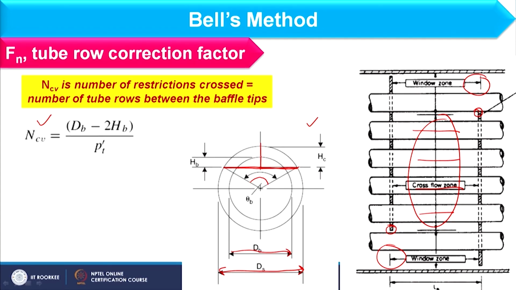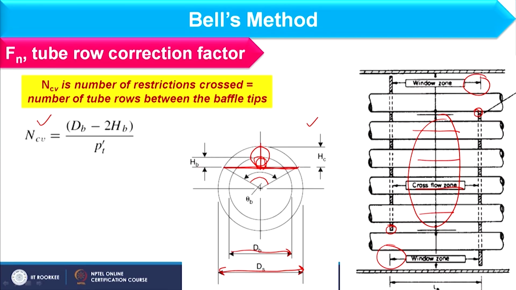HB is basically the section of the bundle which is available in the window zone. This will be the window zone, right. So, HB is basically this length of diameter which is beyond the baffle cut.